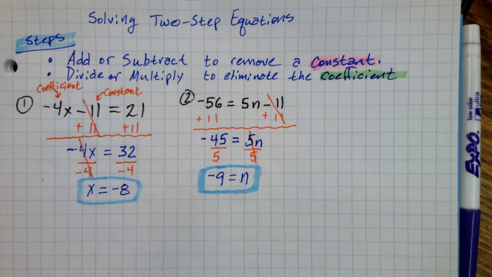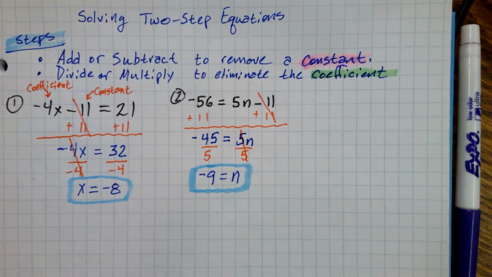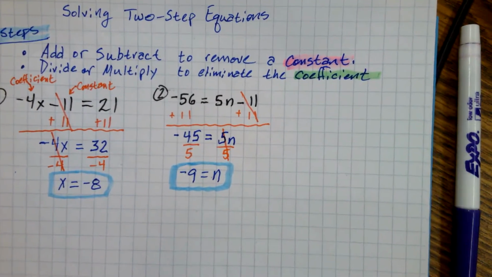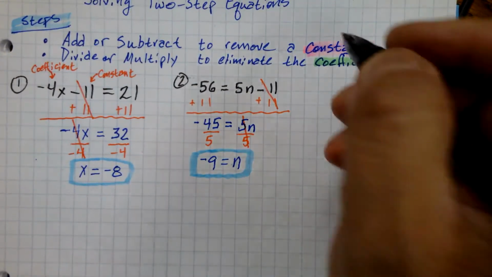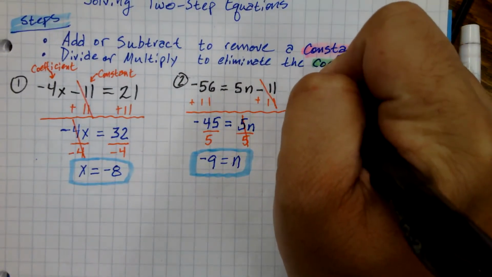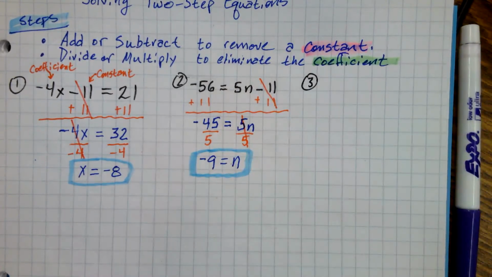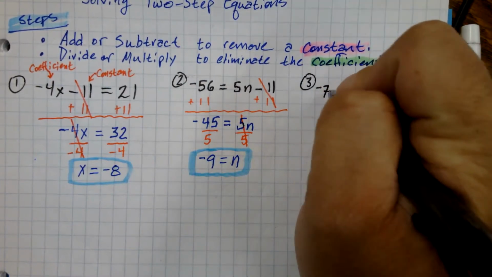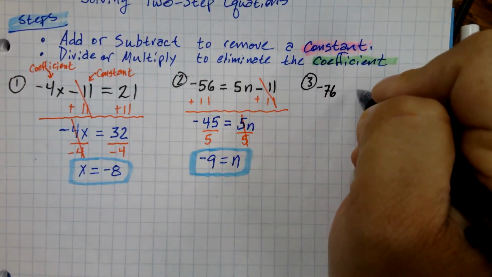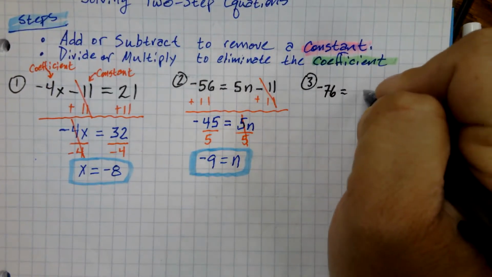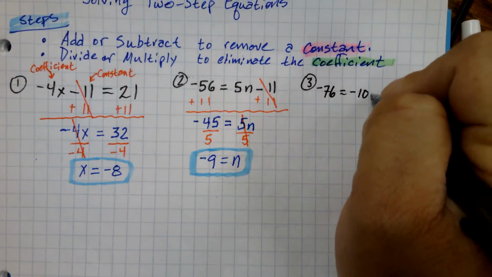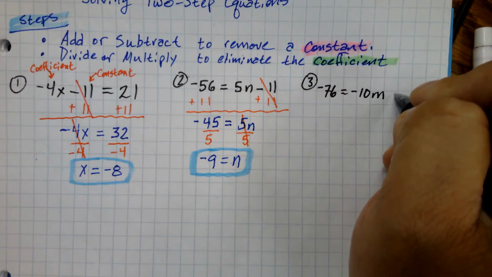Okay. So let's move on to this one. Number 3, I'm going to try to fit number 3 in here. I think we have enough room. Number 3 is negative 76 equals negative 10 times m plus 44.